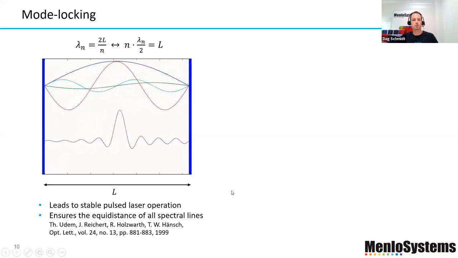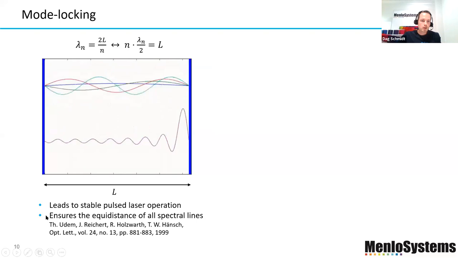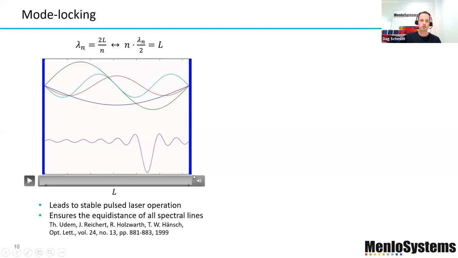And this is the crucial part of the mode locking mechanism. This mode locking mechanism leads to stable pulse laser operation. As we can see here, a pulse traveling back and forth does not change its form: a stable pulse. And this also ensures that all the spectral lines of the pulse laser are equidistant. And quite a lot of effort was put into that.